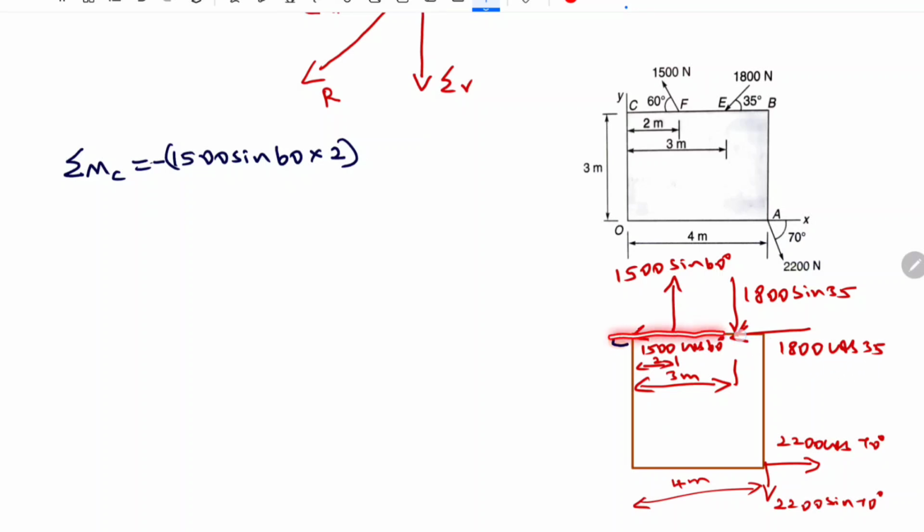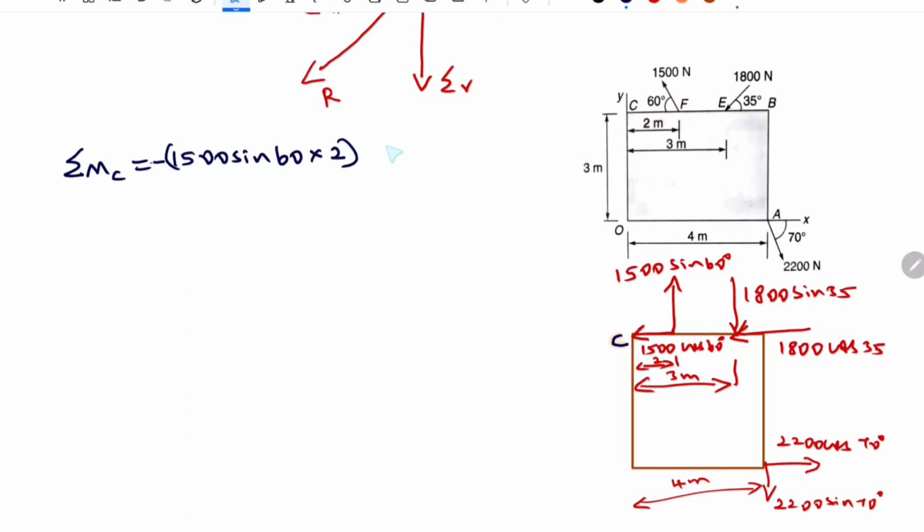So here also this is the line of action of the force and there is no perpendicular distance, so it is considered as 0. 1800 sin 35 is acting like this and there is a 3 meter distance between the force and its perpendicular point C. So this is the line of action of the force. It is acting in the vertical direction and the perpendicular direction is considered as the distance. So the horizontal 3 meter is considered as the distance.